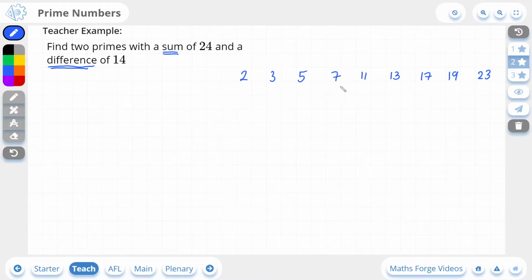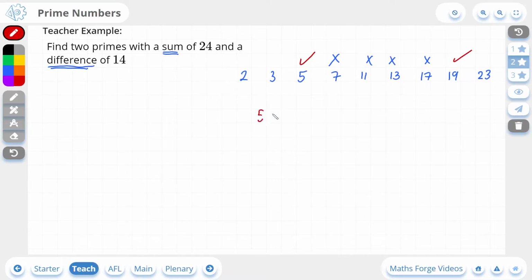And I can see that if I add 7 and 17, it gives me 24. But if I do 17 minus 7, it only gives me 10. So it can't be 11 or 13. It can't be 7 or 17. Because even though they add to give us 24, they don't subtract to give us 14. Now let's try 5 and 19. 5 plus 19 is 24. And 19 minus 5 is 14. So these must be our 2 prime numbers, 5 and 19.